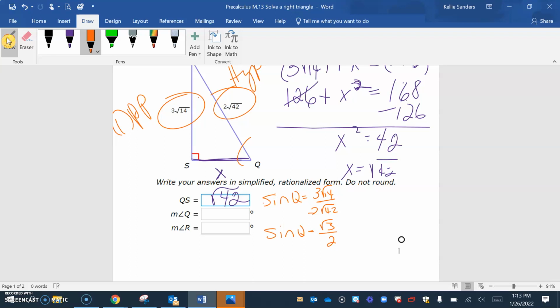If we use our cheat sheet, we know sine 60 gives us square root of 3 over 2, so Q has to be 60. And if this is 60 and this is 90, then if I add those up and subtract from 180, we get 30.